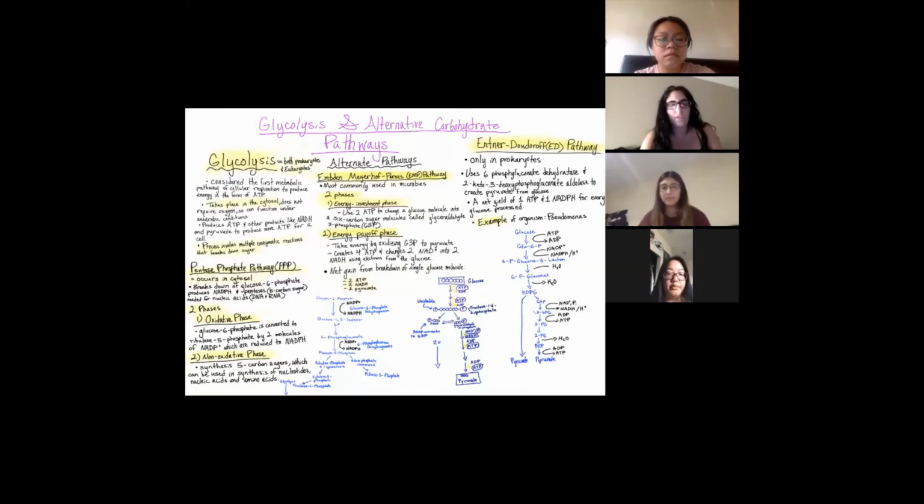The oxidative takes the glucose 6-phosphate and converts it to ribulose 5-phosphate by 2 molecules of NADP, which reduces the NADPH. And then the non-oxidative synthesizes the 5-carbon sugars, which can be used in synthesizing of nucleic acid, nucleotides, and amino acid. And the diagram next to it shows that.